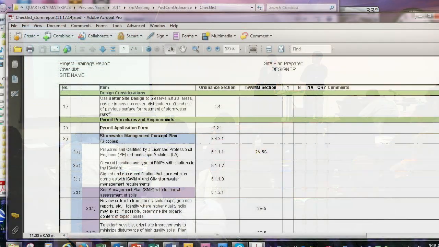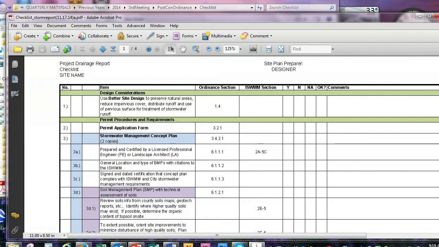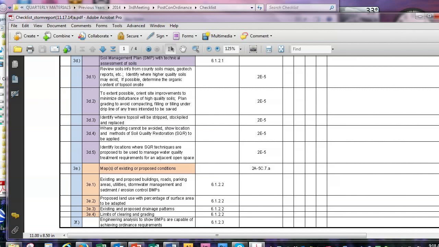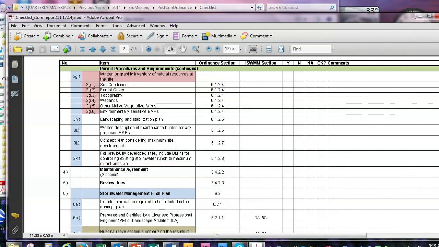And we put together a spreadsheet as well that mimics the Iowa Stormwater Management Manual. We also have a model ordinance for post-construction that we just completed, and it cross-references some of the sections in the ordinance. But you could take this and tweak it to your city's ordinance as well. So that is available. You can contact me if you don't already have that.